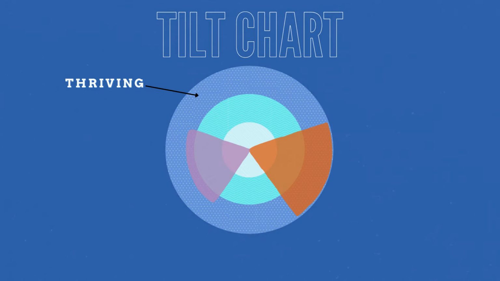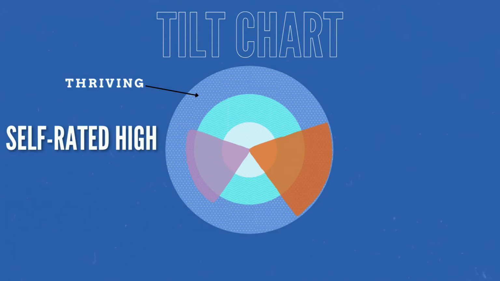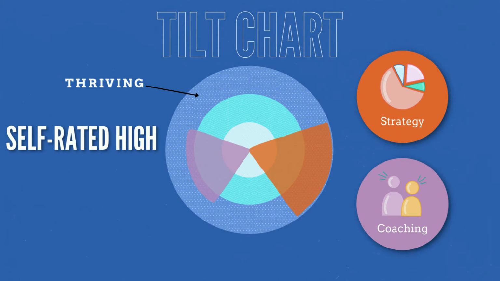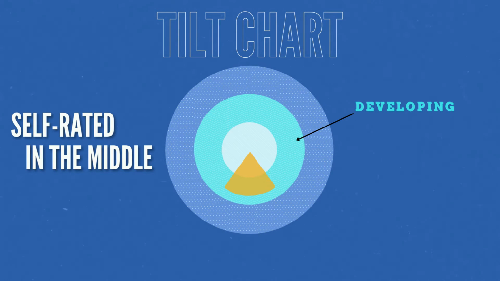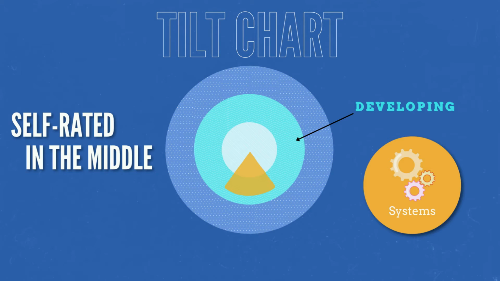We'll start with the outer ring, which represents thriving. This ring shows where you scored yourself the highest. In this example, the core strengths are strategy and coaching. Next, we have our developing ring. This ring shows where you scored yourself in the middle. In this example, a developing strength is systems.